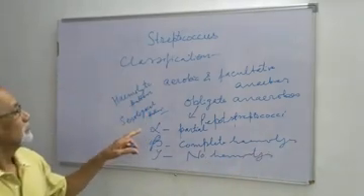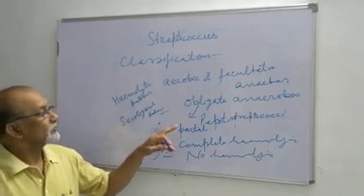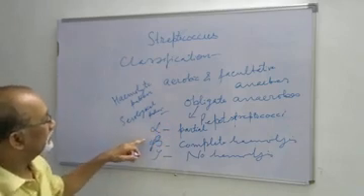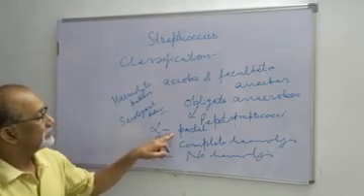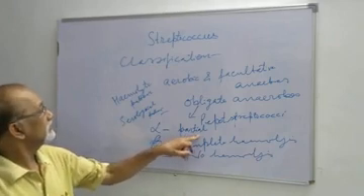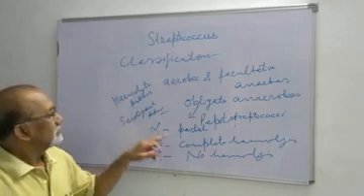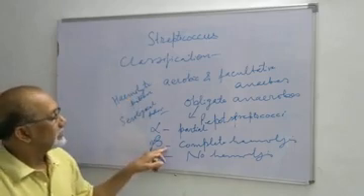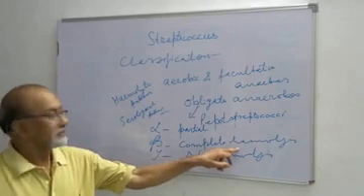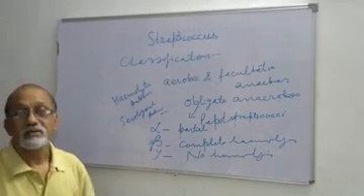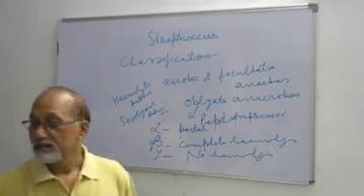Again, our streptococci is divided into alpha, beta and gamma. In alpha there is partial hemolysis, in beta complete hemolysis will occur, and in gamma no hemolysis will occur in streptococci.